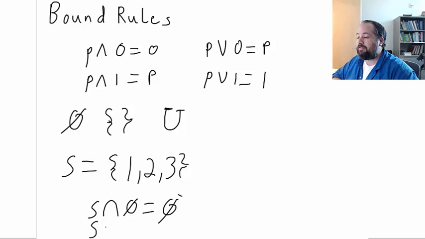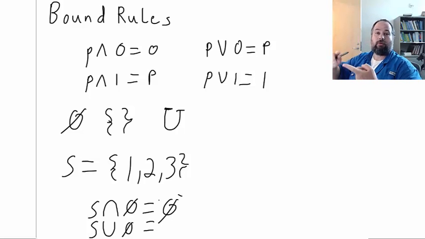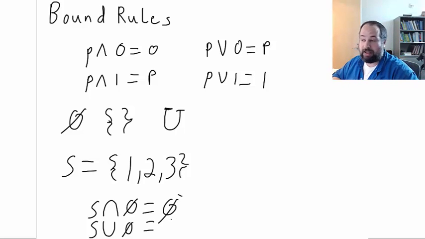If we have S union the empty set, what are we going to get? We're going to get our original 1, 2, and 3. Nothing is contributed from the empty set because it has nothing to contribute. So the result is S again.